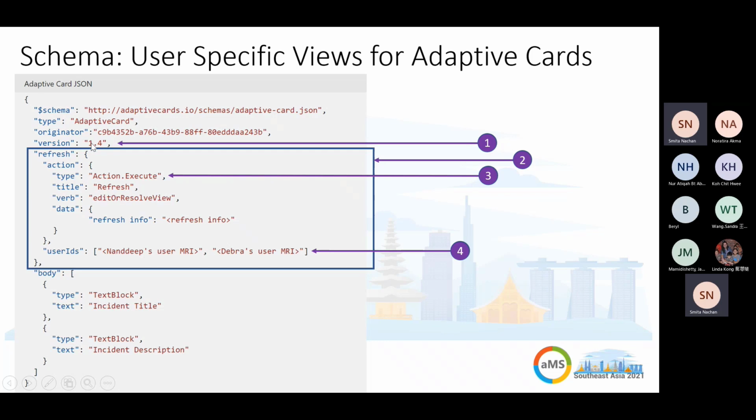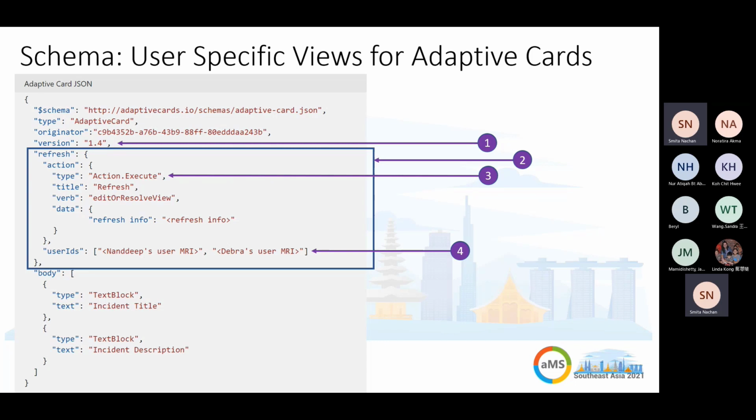And then we have something called a refresh. This refresh has various other things. We need to add a refresh clause to the adaptive cards if you want to use the automatic refresh model, or if your scenario requires user specific views. That means based on the role, only that particular view should be seen by the user.